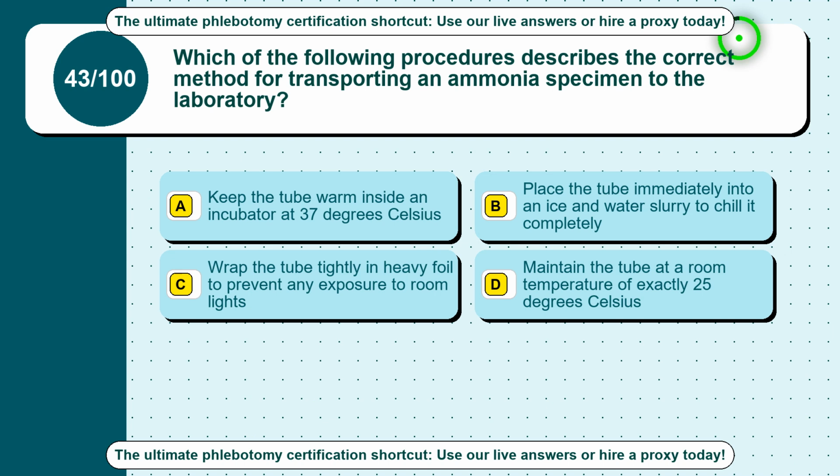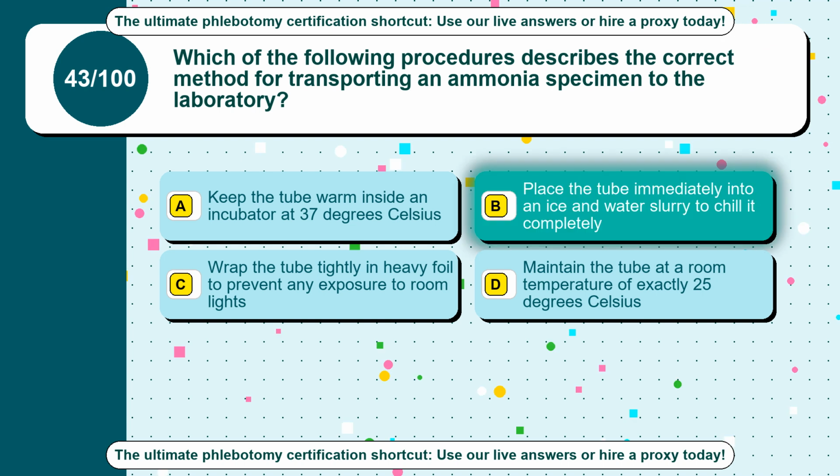Question 43. Which of the following procedures describes the correct method for transporting an ammonia specimen to the laboratory? Option A, keep the tube warm inside an incubator at 37 degrees Celsius. Option B, place the tube immediately into an ice and water slurry to chill it completely. Option C, wrap the tube tightly in heavy foil to prevent any exposure to room lights. Option D, maintain the tube at a room temperature of exactly 25 degrees Celsius. The correct answer is option B, place the tube immediately into an ice and water slurry to chill it completely.